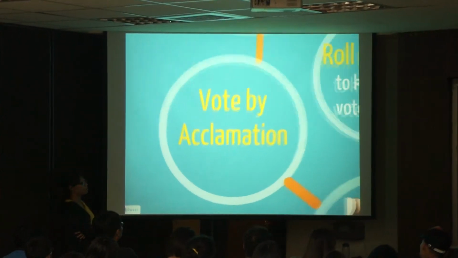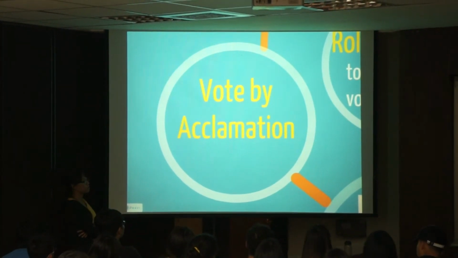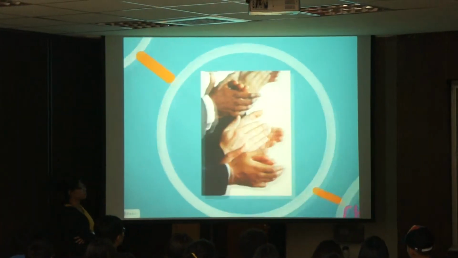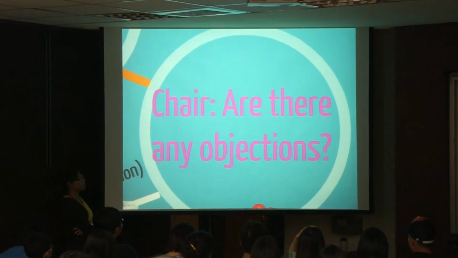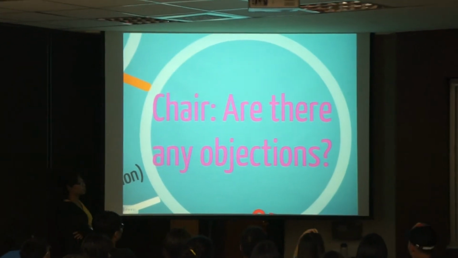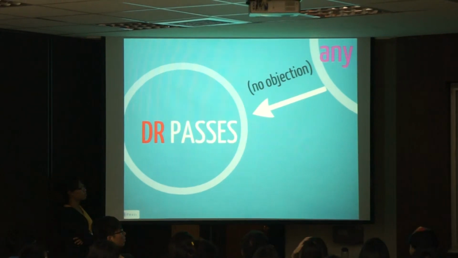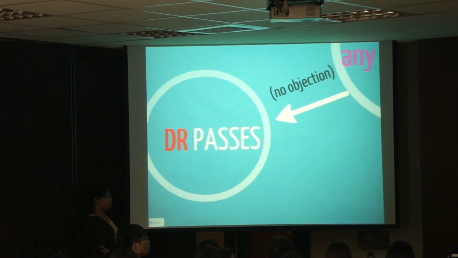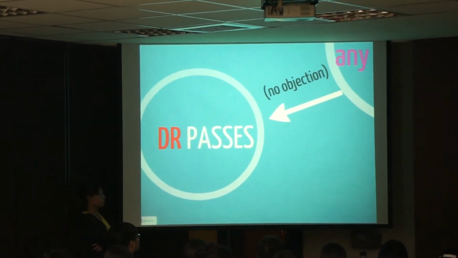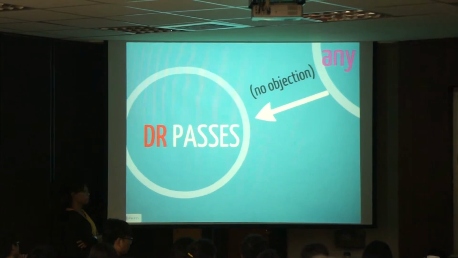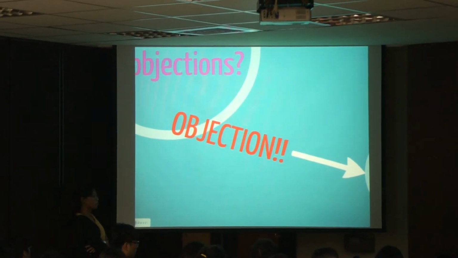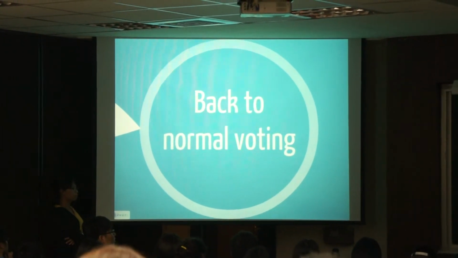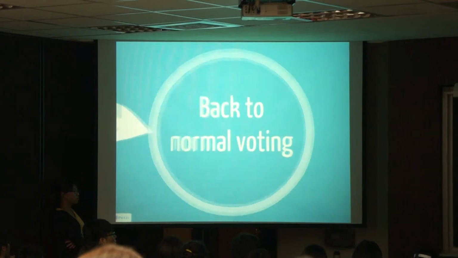Okay, so the fourth motion is called vote by acclamation, which in Chinese is 共识决. The chair will ask all the delegates, are there any objections? If there are no objections, no delegates say objection, then the DR passes. You don't have to go through all the long process of voting. However, if there is any objection, then you will go back to the normal voting procedure. But vote by acclamation really saves time.